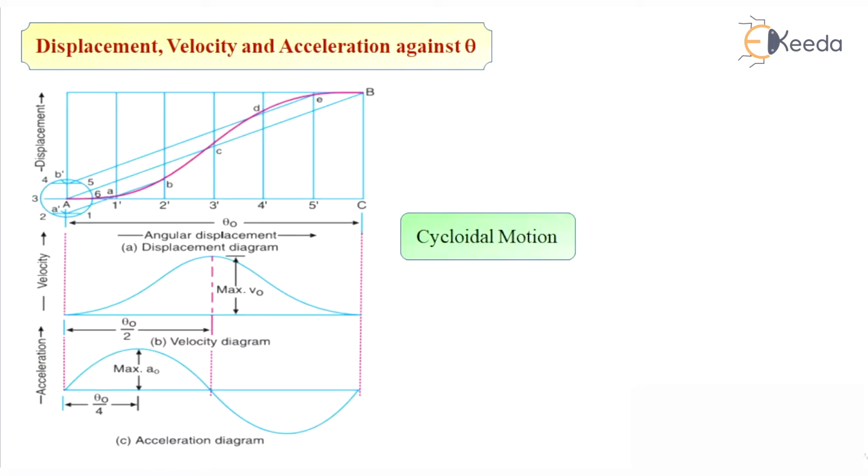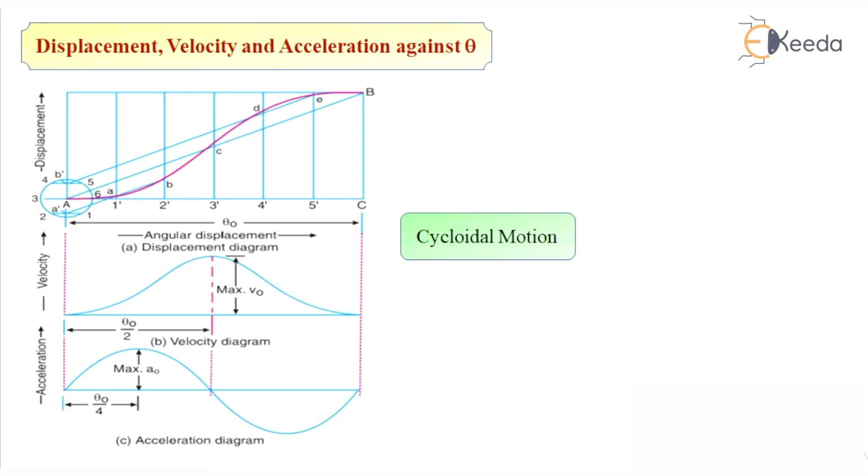In the third, cycloidal motion, the displacement diagram is drawn as discussed below. Draw a circle of radius S upon 2 pi with A as a center. Next, divide the circle into any number of equal parts, say 6. Project these points horizontally on the vertical center line of the circle. These points are shown by A dash and B dash in the figure.